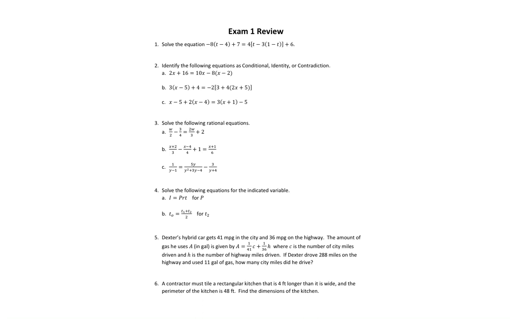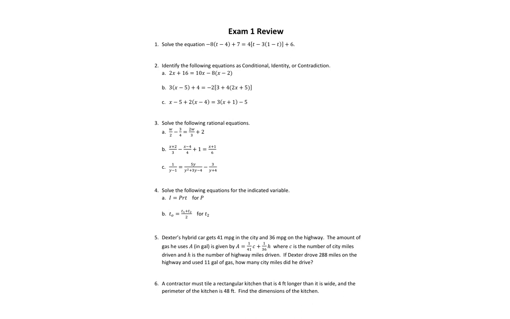Hello. Okay, so starting with question number 1, we've got to solve the equation. It's negative 8 times (t minus 4) plus 7 equals 4 times, bracket, (t minus 3 times (1 minus t)), end bracket, plus 6. The bracket is basically going to act as another set of parentheses.